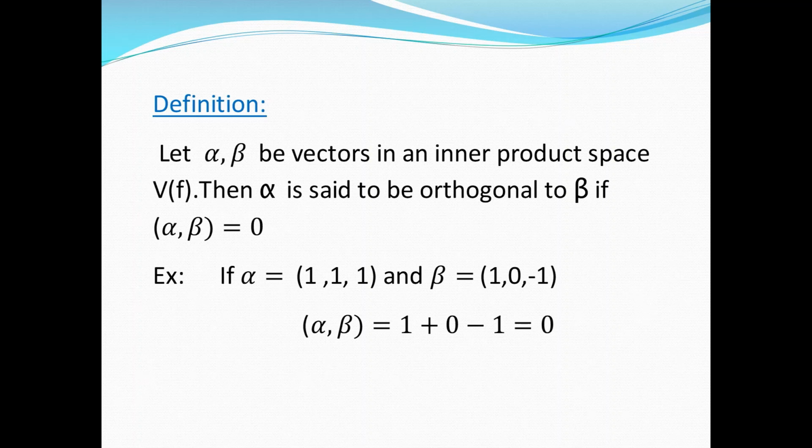That means the inner product of alpha, beta is equal to 1 into 1, plus 1 into 0, plus 1 into -1, which is equal to 0. We can easily observe that the x-axis is orthogonal to the y-axis and the y-axis is orthogonal to the x-axis.